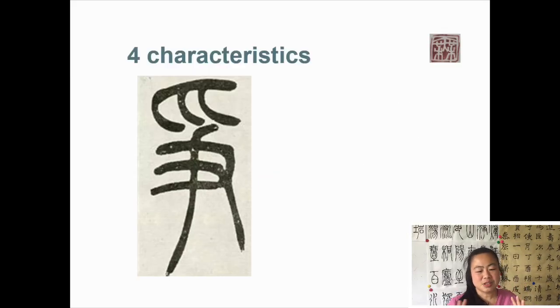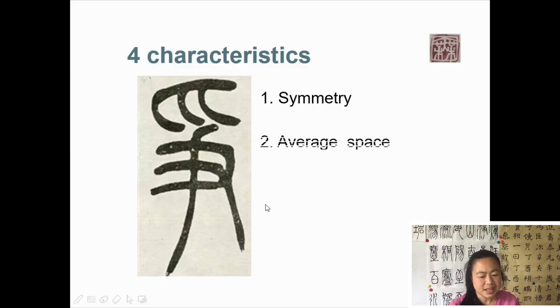Okay, now let's look at the 4 characteristics in Chinese calligraphy. First one, symmetry. When it comes to symmetry, we look at the bottom part. The left part and the right part on the two sides are nearly the same. And then average space. So you can see these and these are nearly the same. And these 4 small spaces are also nearly the same. And the space or the distance between these 3 horizontal strokes are also nearly the same.